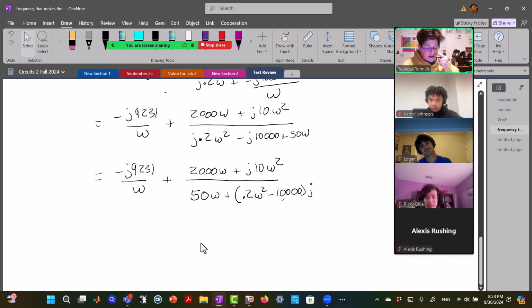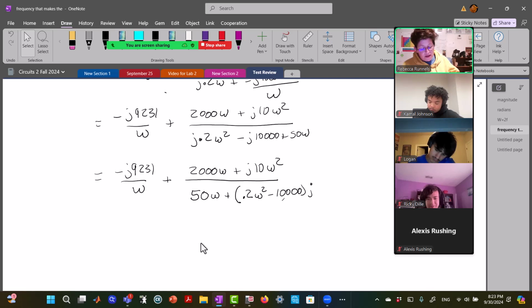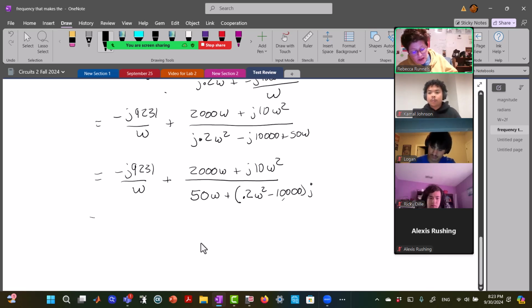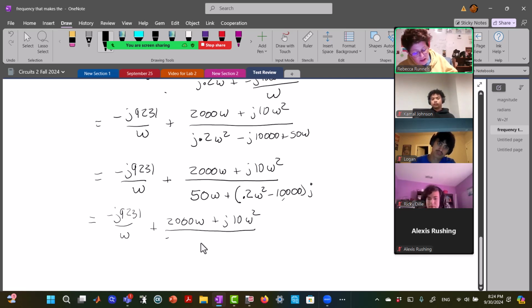The reason I did that is because my whole point is I need to get the omega that makes the imaginary part equal to 0. In order to do that, I need to get the denominators to not have any imaginary parts in them. We already don't have an imaginary part in the denominator for this first one, minus j9231 over omega. And then the way to get rid of the imaginary part in the denominator is to multiply by the conjugate.